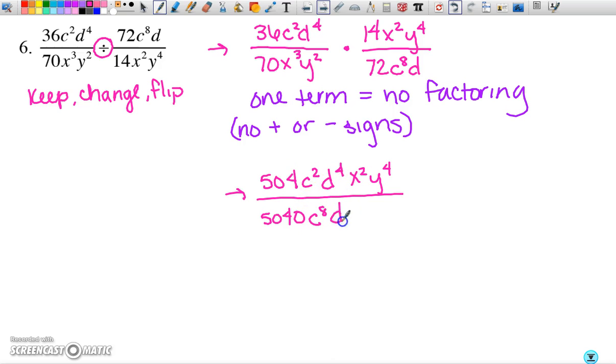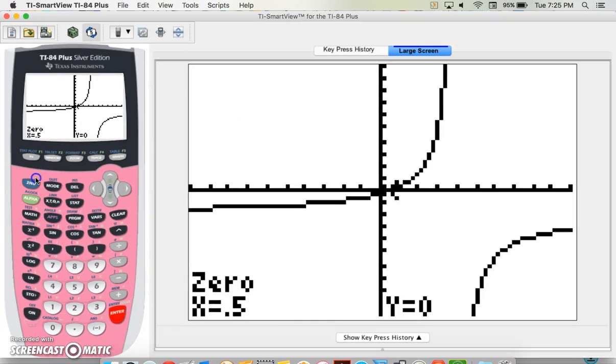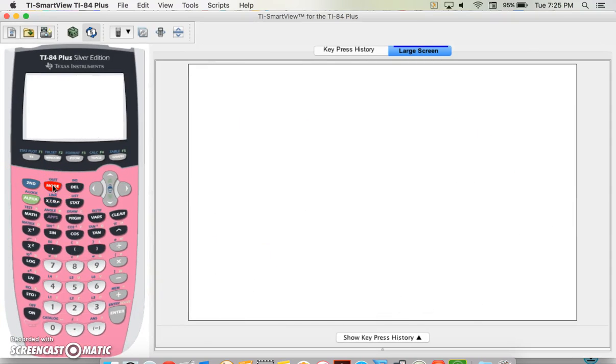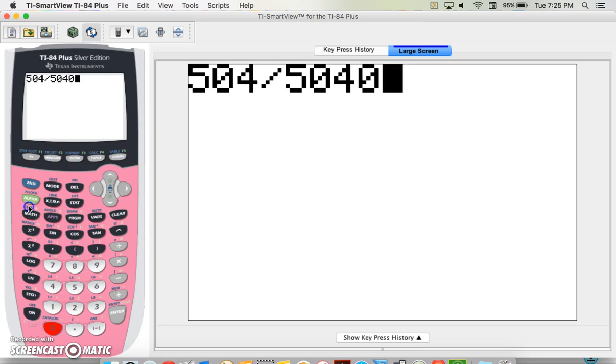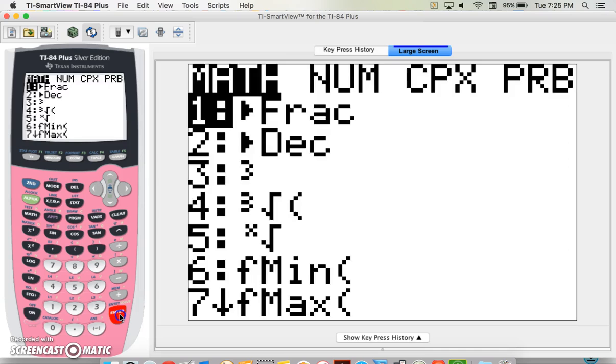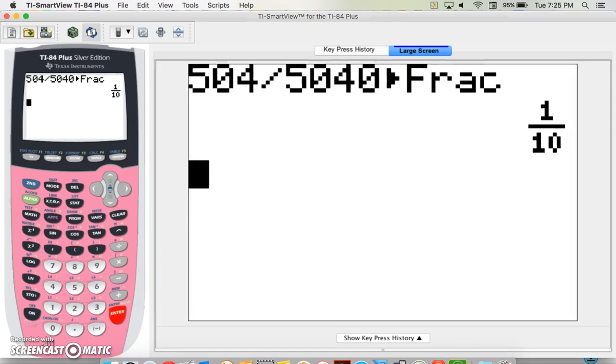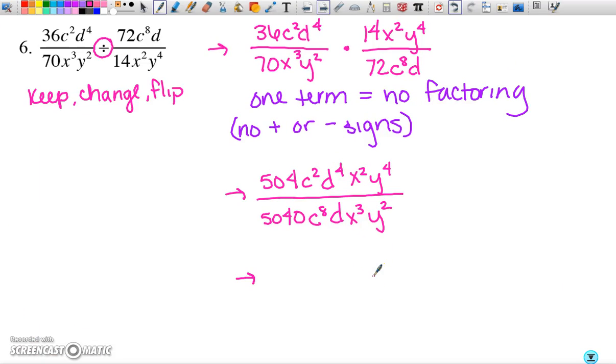And then I'm going to put d, then x cubed and y squared. So now from here we need to simplify. And remember that you can use your calculator to simplify any fractions. So 504 over 5,040. So I'm going to go ahead and do 504 divided by 5,040. Math, enter, enter. So 1 over 10. So I'm going to go ahead then and write this as 1 over 10.